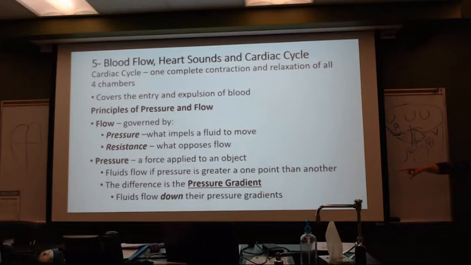Fluids flow if pressure is greater at one point than another. If I have greater pressure in the tissue side, what is it going to allow for materials in the blood to do? Flow. So that's a good example of fluids flowing if pressures are greater.